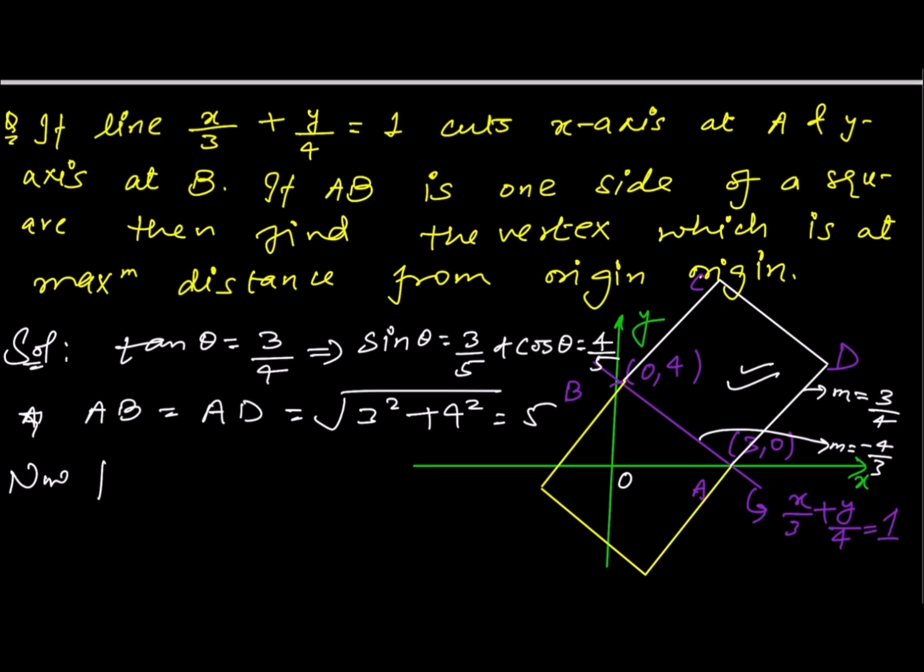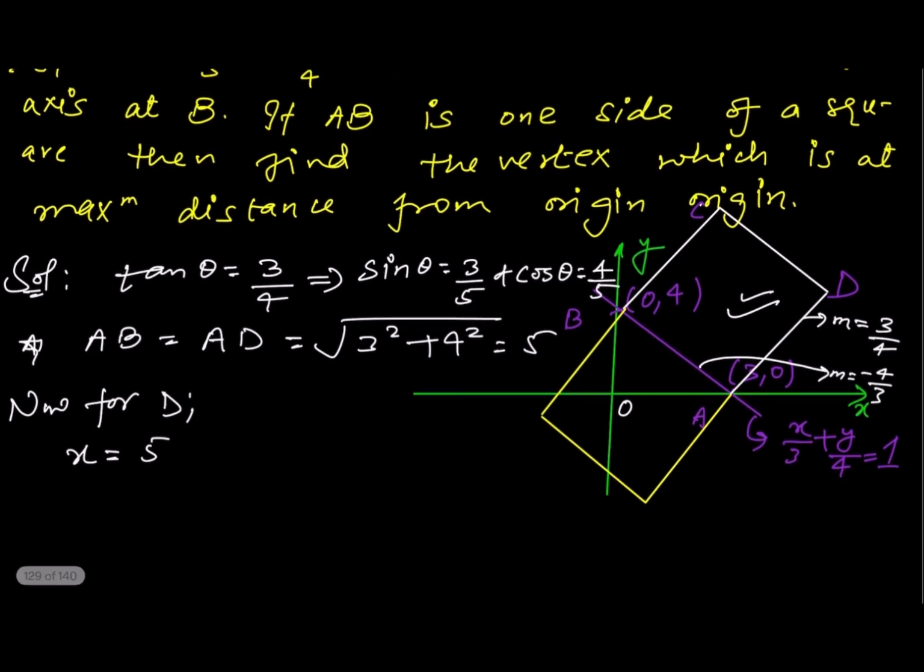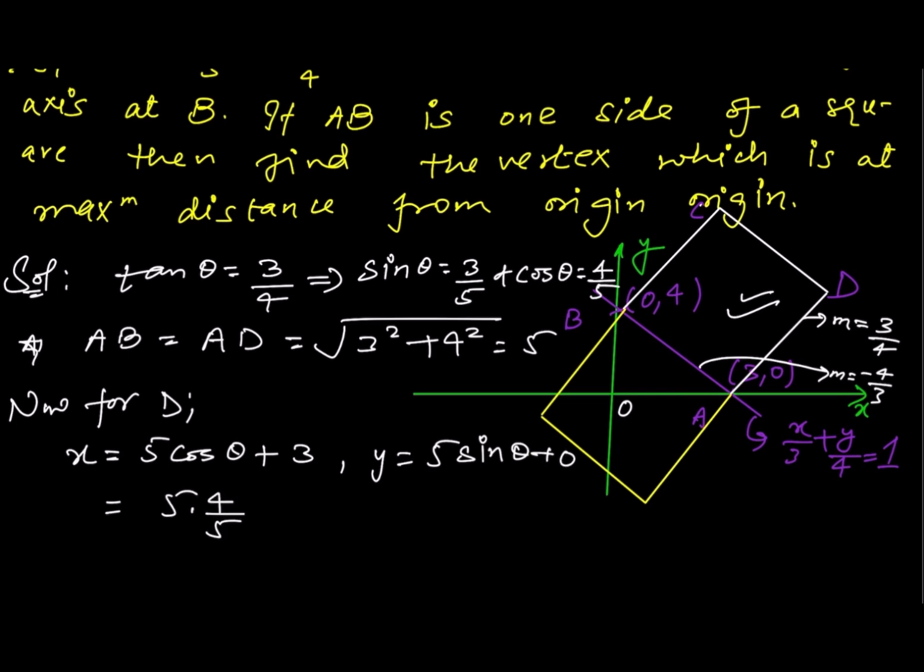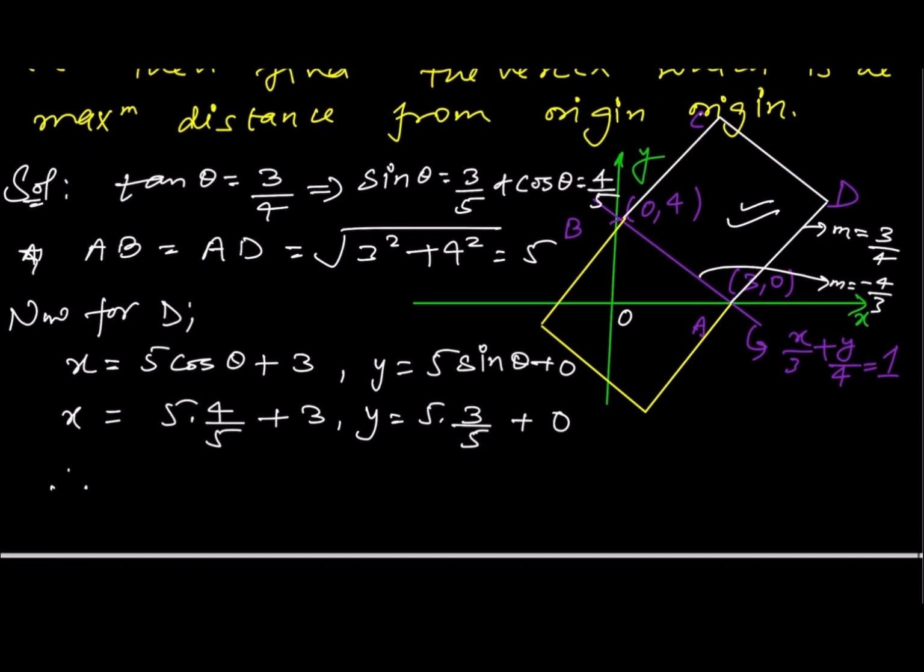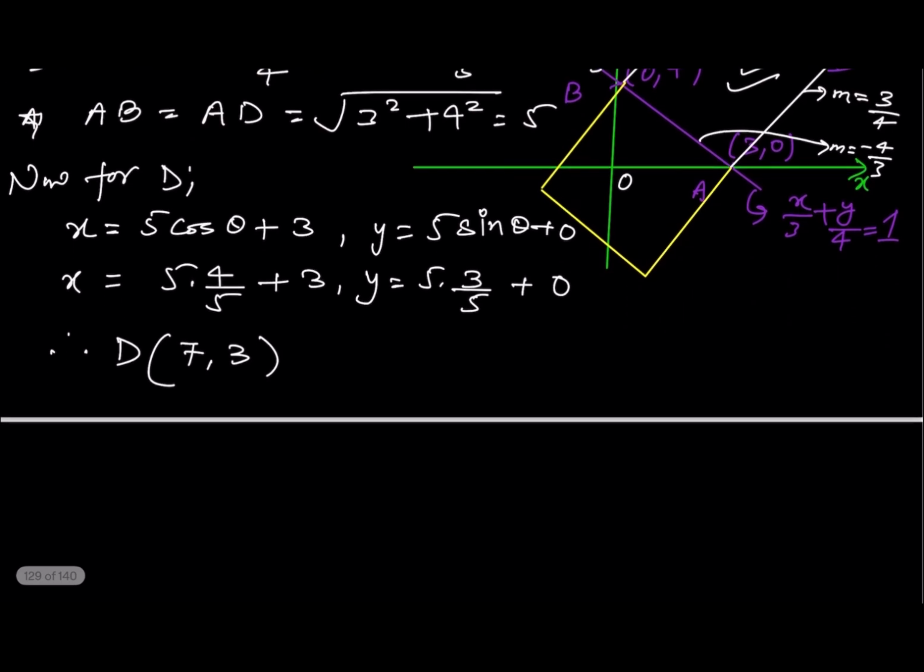Now for D, x is equal to 5 cos theta plus 3, and y is equal to 5 sin theta plus 0. Means x is 5 into 4 by 5 plus 3, and y is equal to 5 into 3 by 5 plus 0. So D is 7 comma 3.